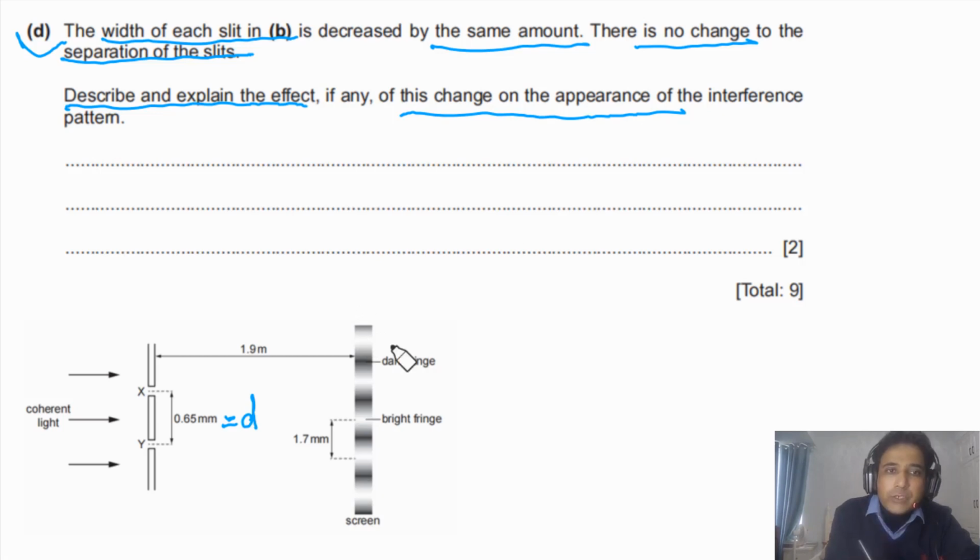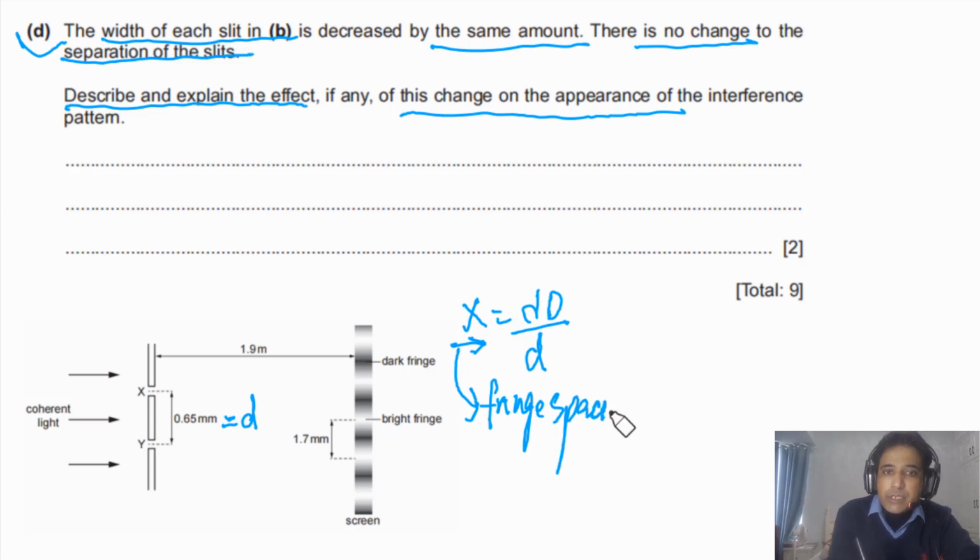So first of all, we need to understand we are talking about double slit. From here we can say x will be equal to lambda times capital D divided by small d. As all these quantities are the same, small d is the same, capital D is the same, and we are using the same light, it means x is also the same. So the fringe width, or you can say fringe spacing, will remain the same. So this is one thing.